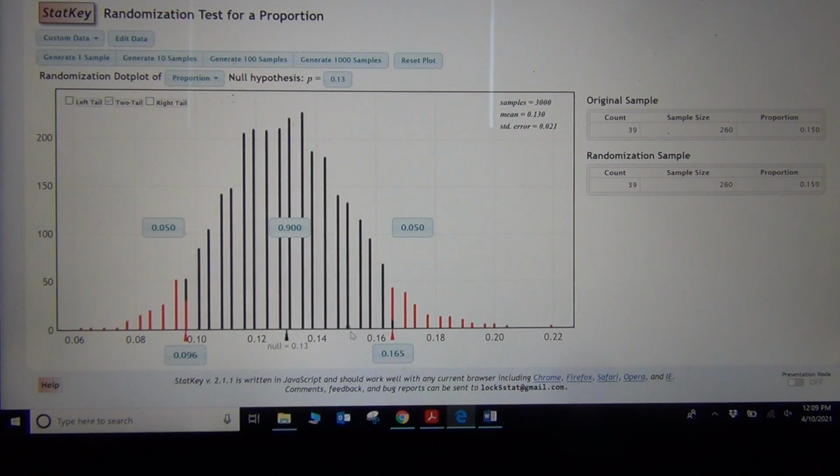Where's 0.15? Well, it's right in here, right? Is that in the red? Is that in one of the tails? If it was over here, it'd be significant. If it was like 0.18 or 0.19, that would be significant. If it was, excuse me, if it was 0.08, it'd be significant. But 0.15 is not in either of the tails. So that means it's not significant.